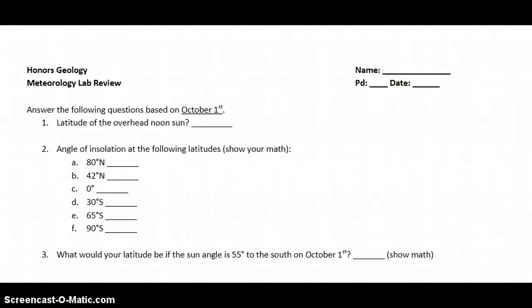Hey guys, I'm going to work on going through the Meteorology Lab review for you. So we'll be making a key together. The very first three questions all have to do with October 1st and calculating the incoming solar radiation, or figuring out the latitude of the noon sun. In order to answer these, we need to figure out where the sun is on October 1st.